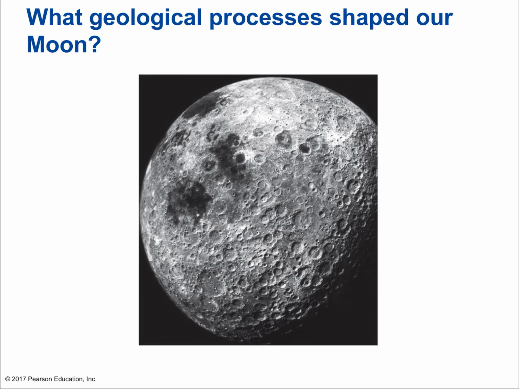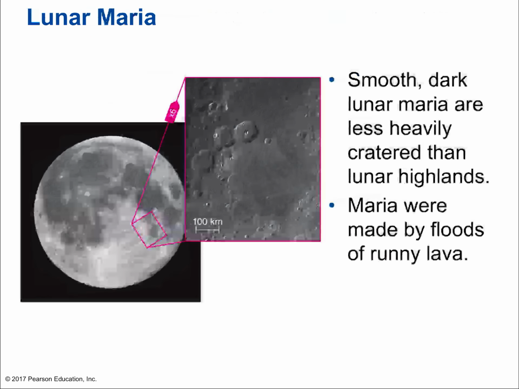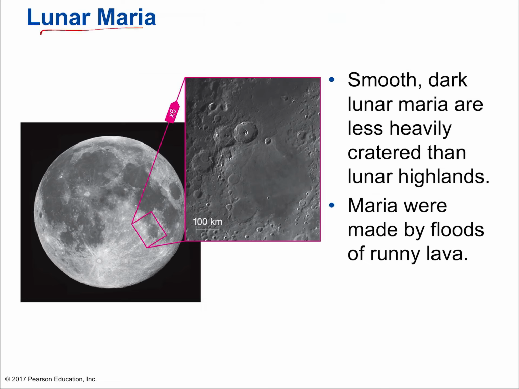So what geological processes shaped our moon? Well, there are lunar maria. We've mentioned these before. The smooth, dark lunar maria are less heavily cratered than the lunar highlands. Why is that? Because they were formed after the era of heavy bombardment. They are made by floods of runny lava.